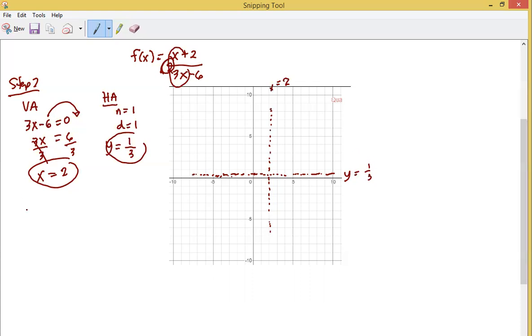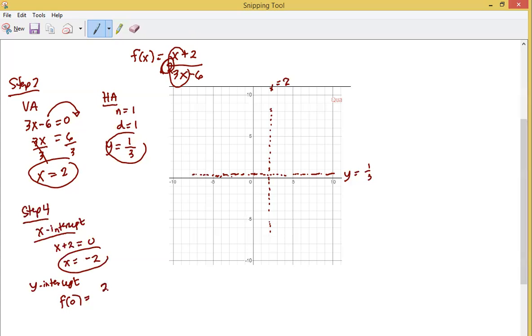Next, we're done with step 3. Let's go to step number 4. In step number 4, we solve for the x and y intercepts. For the x-intercept, it's based on the numerator. So x plus 2 equals 0. So x equals -2. Then, for our y-intercept, it's based on the constant terms. So the numerator is 2, that's for f of 0, and the denominator is -6. So our y-intercept is -1/3.